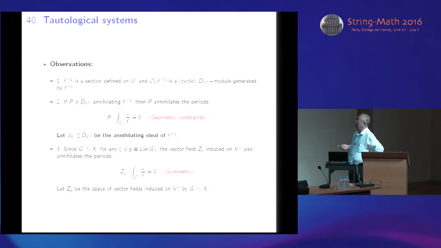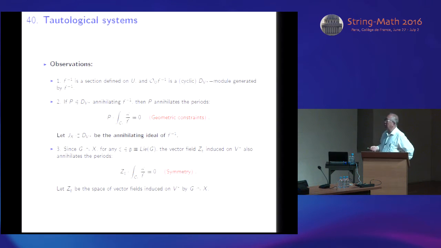Okay? And if P belongs to D_V star, which kills F inverse, then P kills the period naturally, because P kills F inverse, so it will kill everything. So this P defines an ideal. We call it an annihilating ideal of F inverse. So J_X is an ideal in D_V star here. So this is good. This tells you how it kills this integral that we are interested in.